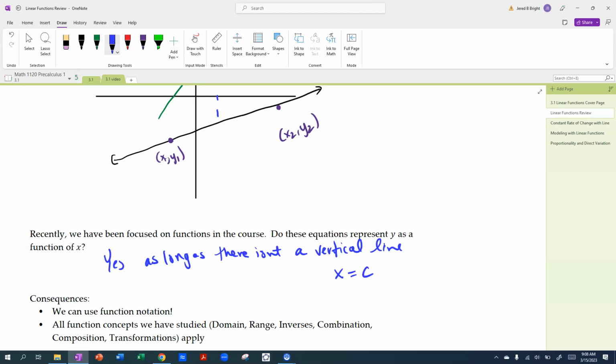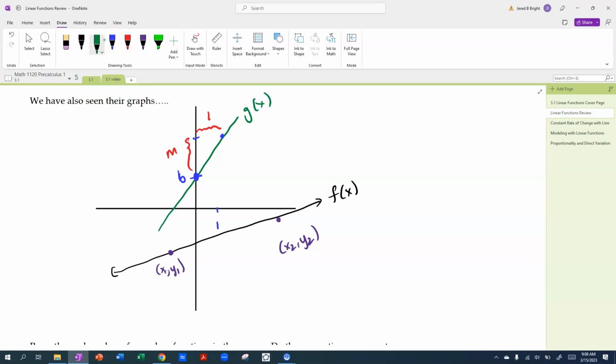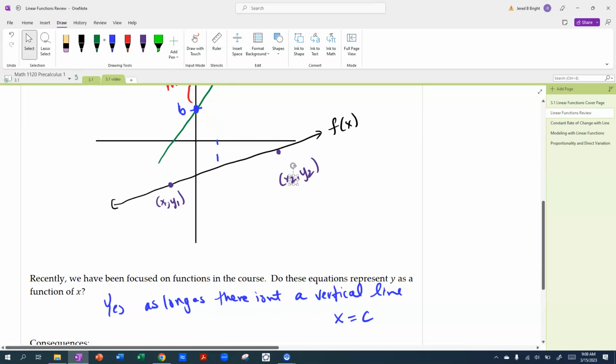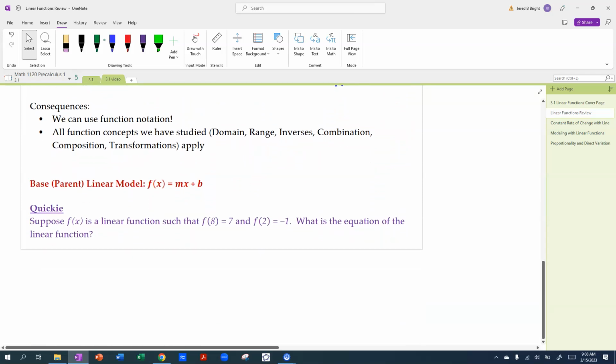But if we do have these as functions, we could talk about each of these using the notation f of x, and this one might be a different function, g of x. So we can introduce notation. And all the function concepts that we discussed earlier, so domain, range, inverses, function combination or composition, and transformations, all still apply. So we could use all that knowledge and just continue to build our mathematical skill, okay?